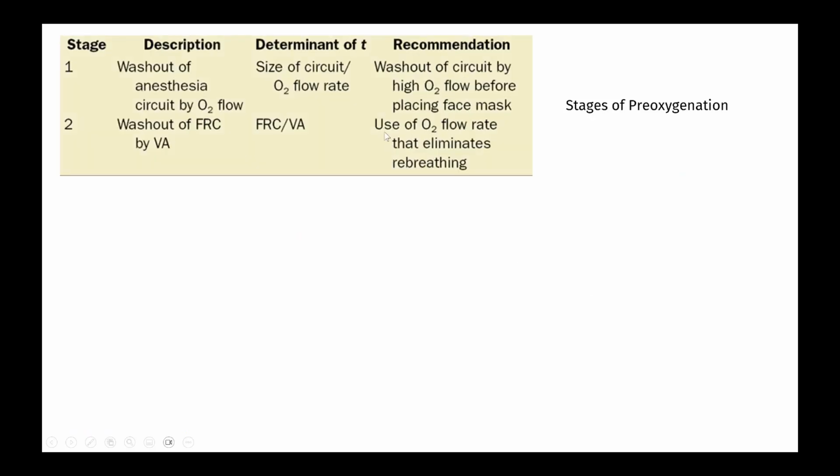Now the stages. When you start preoxygenating, you are using an anesthetic circuit, and that circuit initially will have only room air. So you have to completely remove all that air and fill it up with oxygen by opening the flow meter in your machine, usually with a high flow so that you can quickly drive out all the air, and then place the mask on the patient's face and ask them to inhale. So the first step is to remove all the air from the breathing circuit. That is called the washout of the anesthesia circuit.